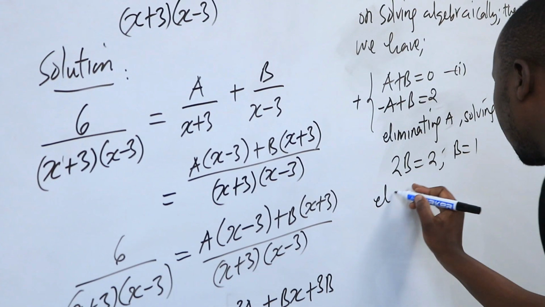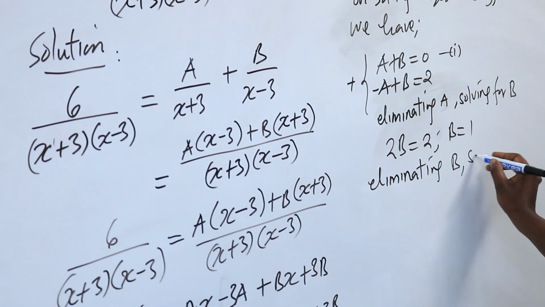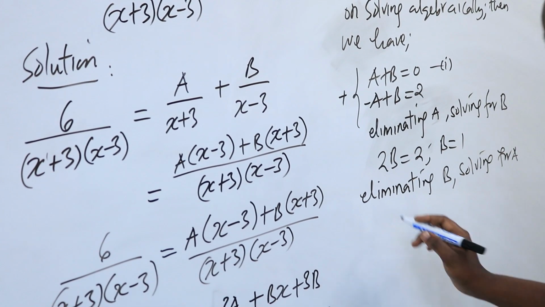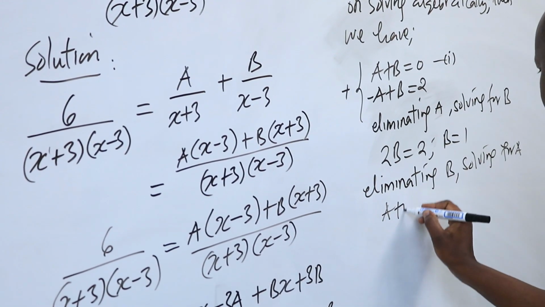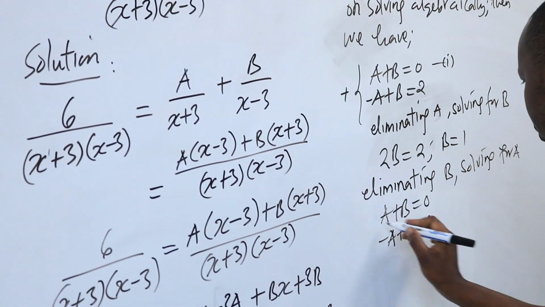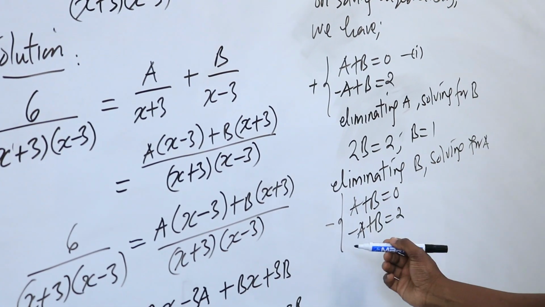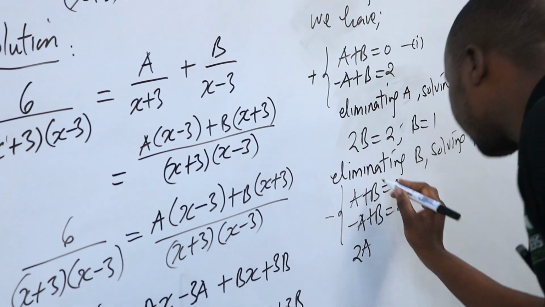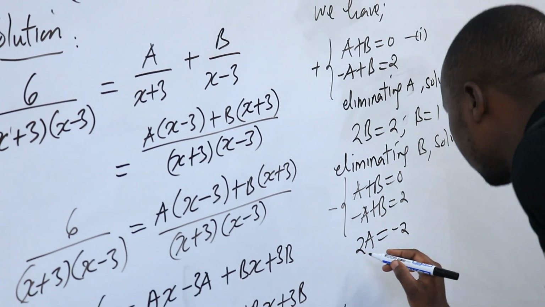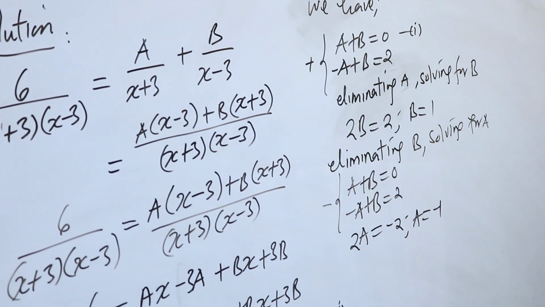Also, eliminating b now, solving for a. What exactly do we have now? It becomes a plus b, which is 0, and negative a plus b, which is 2. So we introduce the minus operator. So a minus negative a, we get 2a, but b minus b, we get 0, equals 0 minus 2, we get negative 2. So once dividing, we get the value of a is negative 1.